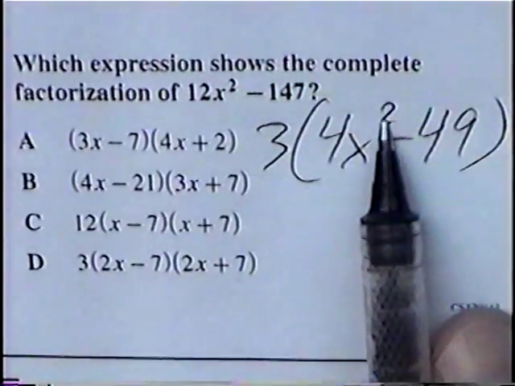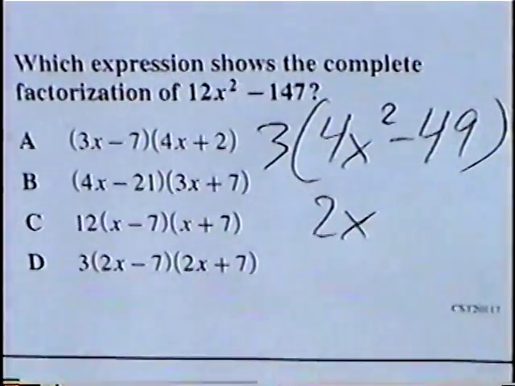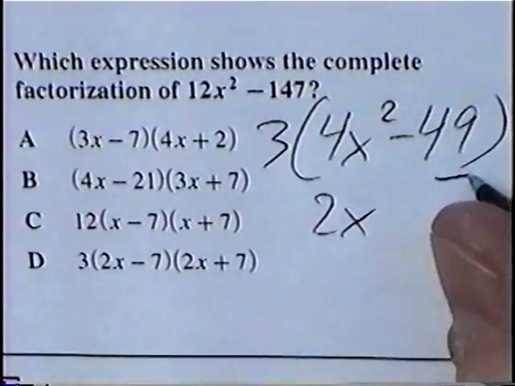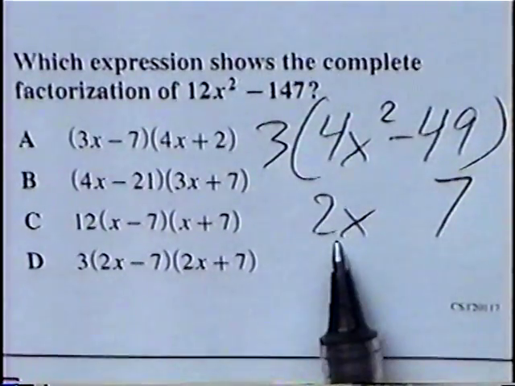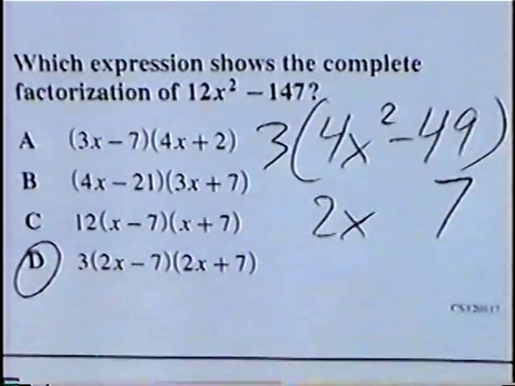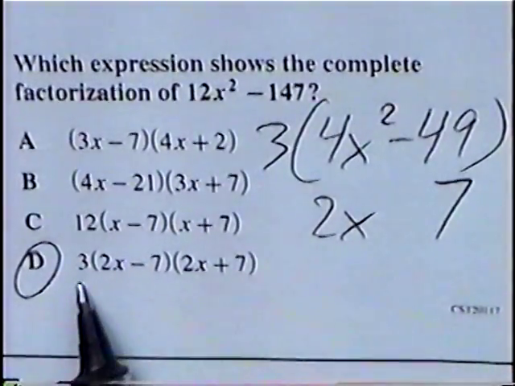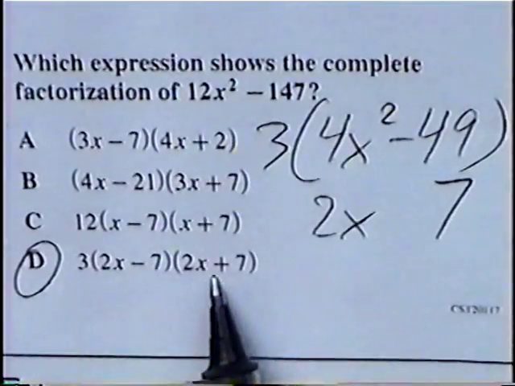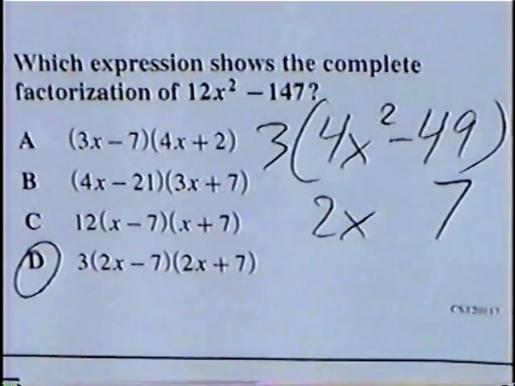The square root of 4x squared would be 2x. The square root of 49 would be 7. And again, we'll have 2x plus 7 and 2x minus 7. So the correct answer would be D, the 3 that we factored out, and 2x minus 7, 2x plus 7.